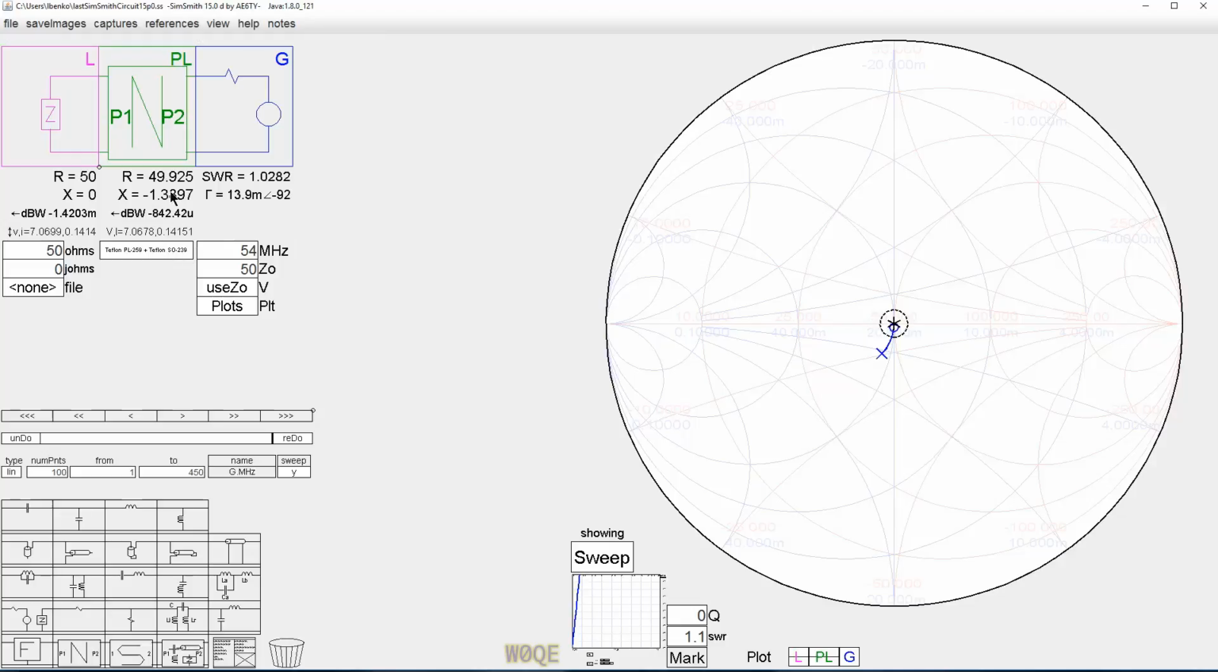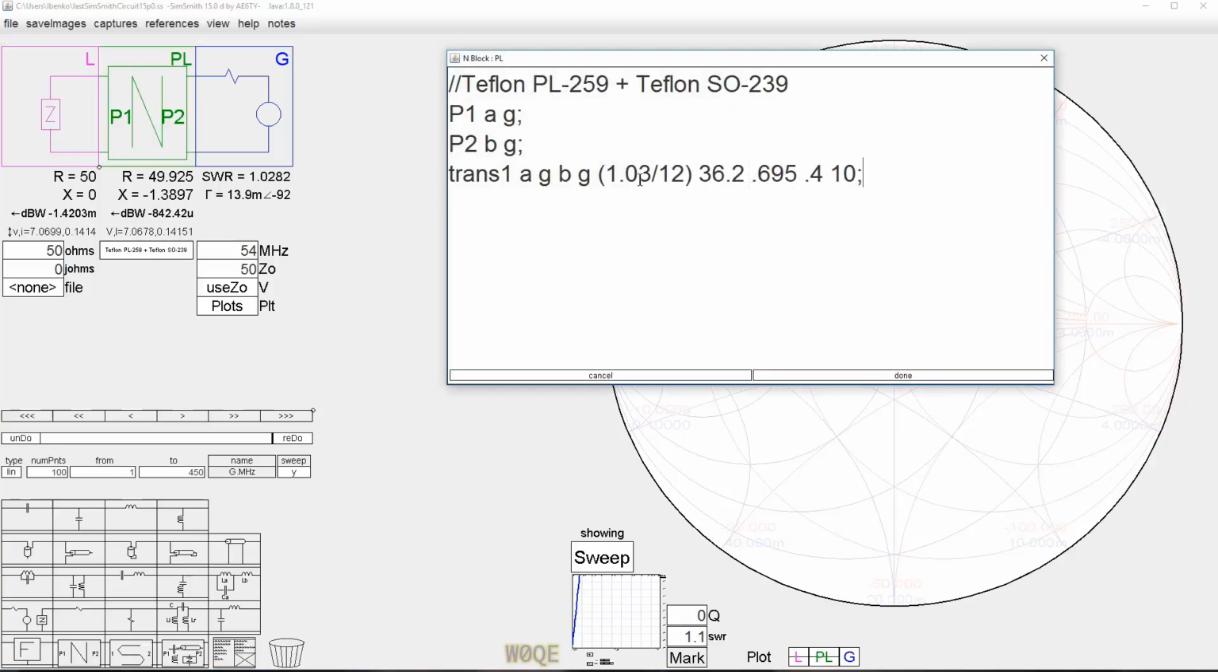In this case, the model for the connector turns out to be a 1.03 inch long piece of transmission line with a 36.2 ohm impedance and a velocity factor of 0.695. 0.695 is the velocity factor of Teflon. And this is a mated pair. It's not very wise to talk about a connector that doesn't go anywhere. So for every PL259, there has to be an SO239 if you actually want to get any RF to go anywhere. And this is not an SO239 barrel connector. This is an SO239 that would go on a panel.